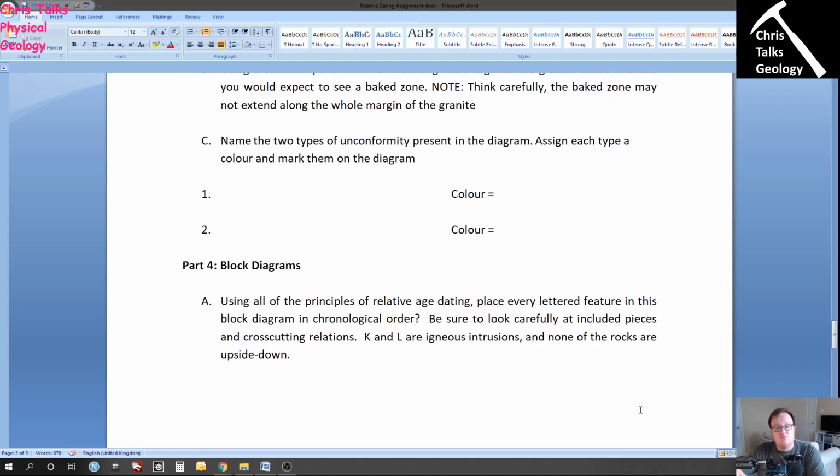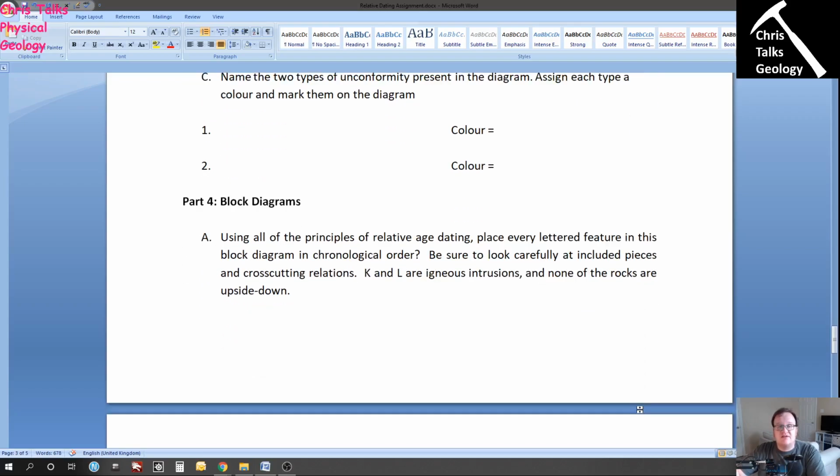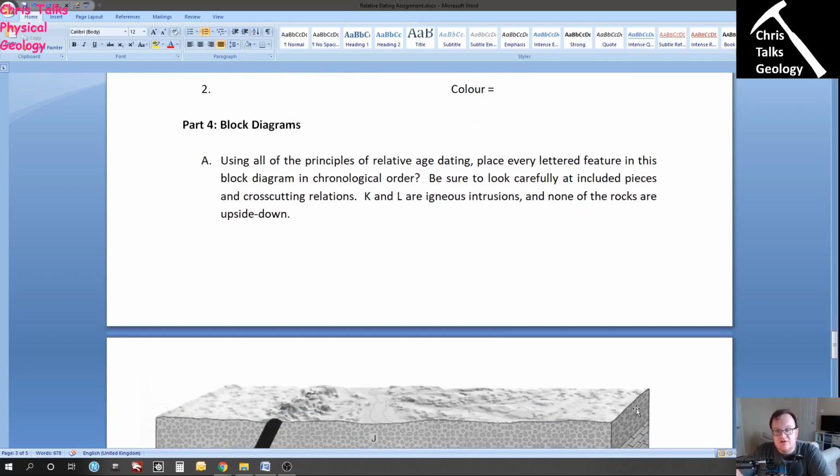Okay, and finally on to the last part, part F, which is block diagrams. Now, these block diagrams are extremely common in geology. We love to use these things for tests. Hint, hint. So you should make sure that you sit down and try to understand what's going on, because there's a very good chance they may appear at some point. Final exam, maybe. So what have we got?